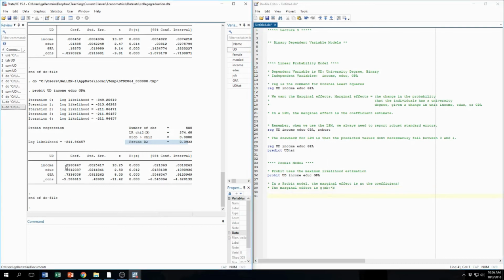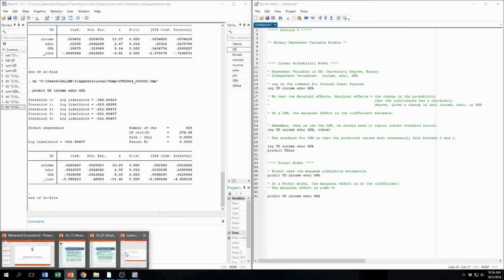What I'm saying here is that if I look at these coefficients, I can't interpret these as marginal effects. I cannot say that as income goes up, the probability that the person has a university degree goes up by 0.26. I can't say that. That's not how I would interpret these. These are not marginal effects. I want marginal effects. So what we need to do is calculate them using these equations that I showed you in the lecture.